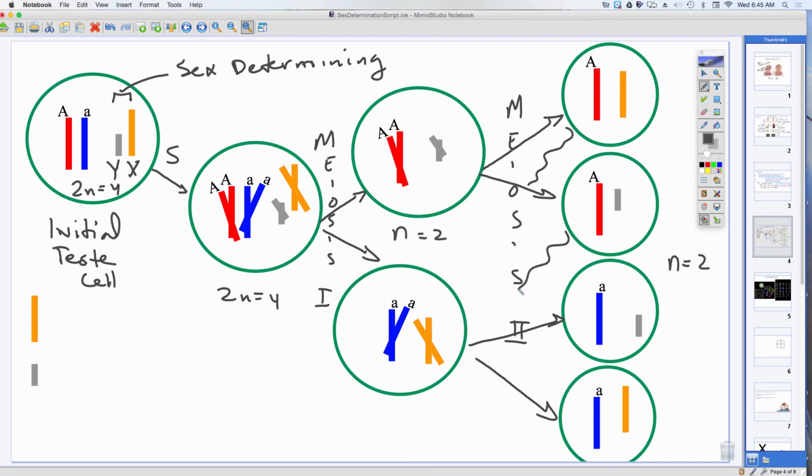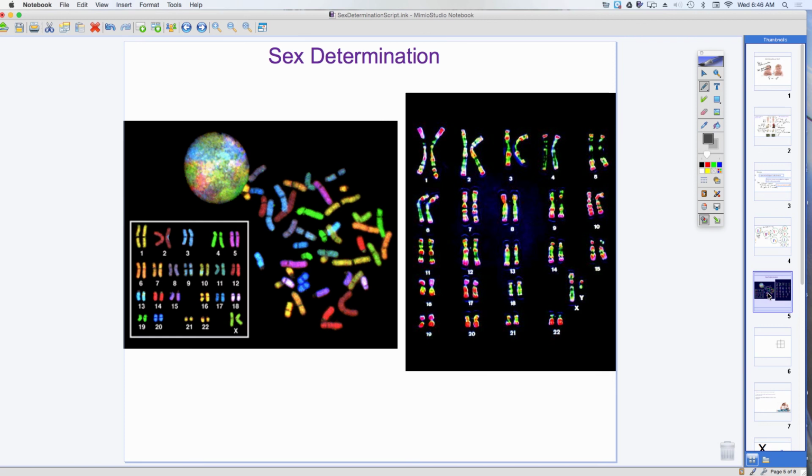Well, getting back to our sex determination piece, each of these things would develop into a sperm. And so what we can see is that 50% of the male's gametes are going to contribute the Y chromosome, and 50% of the gametes are going to contribute the X chromosome.